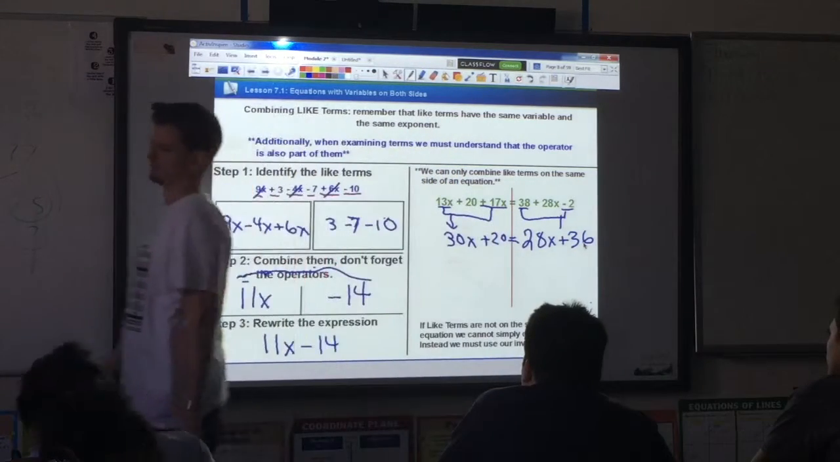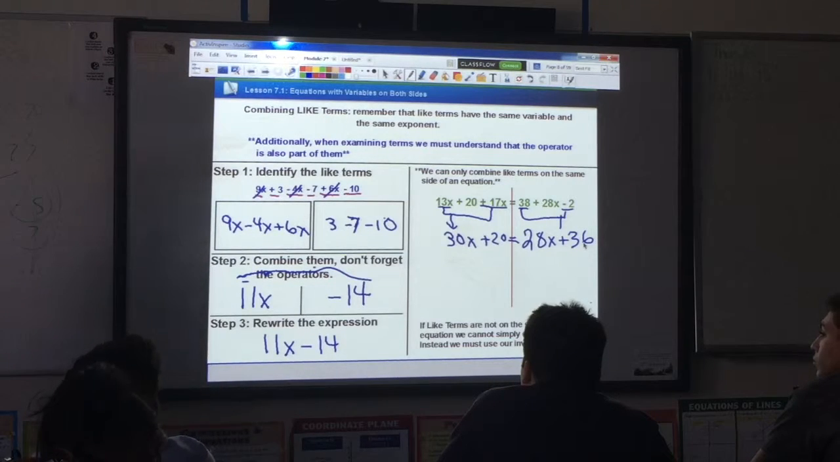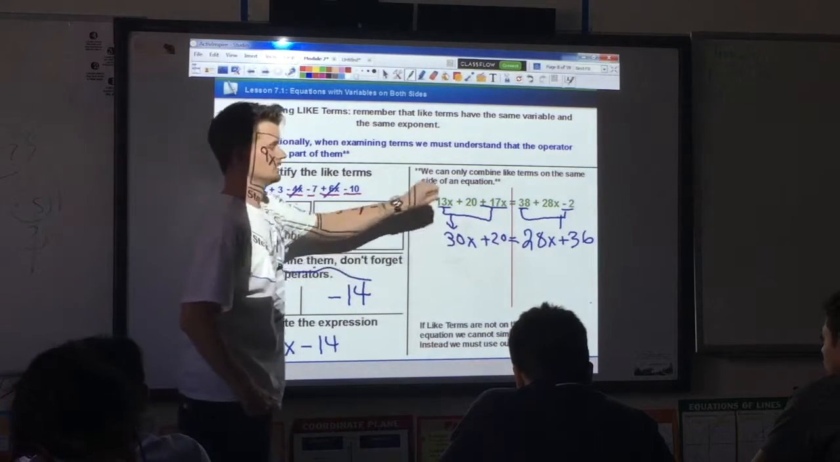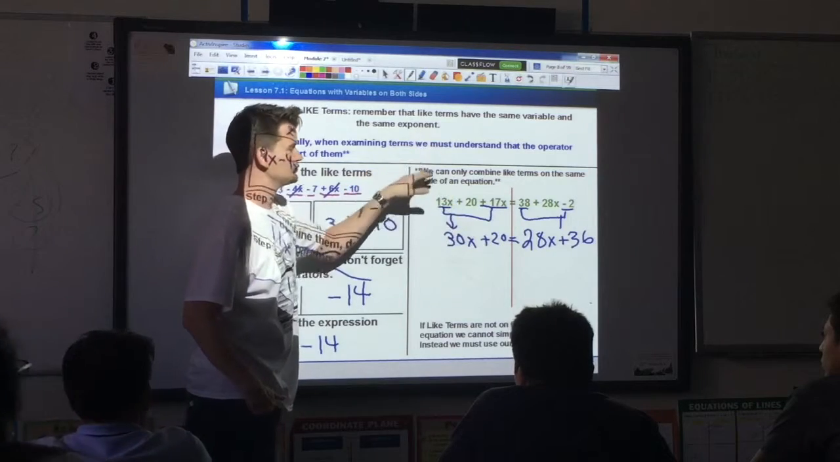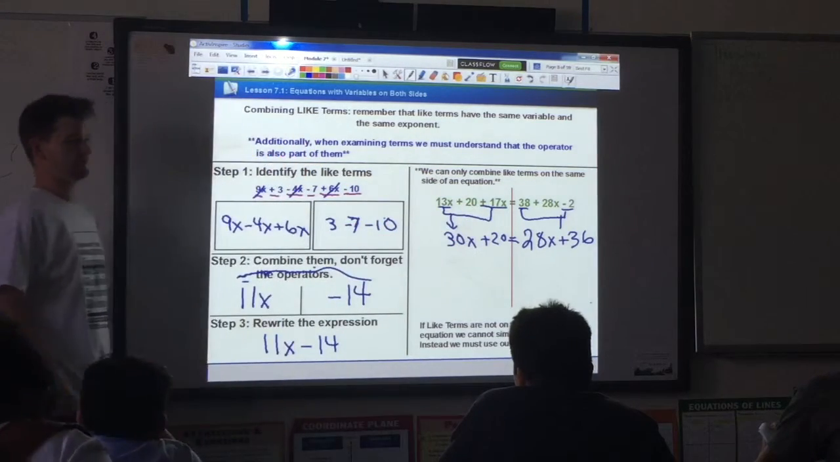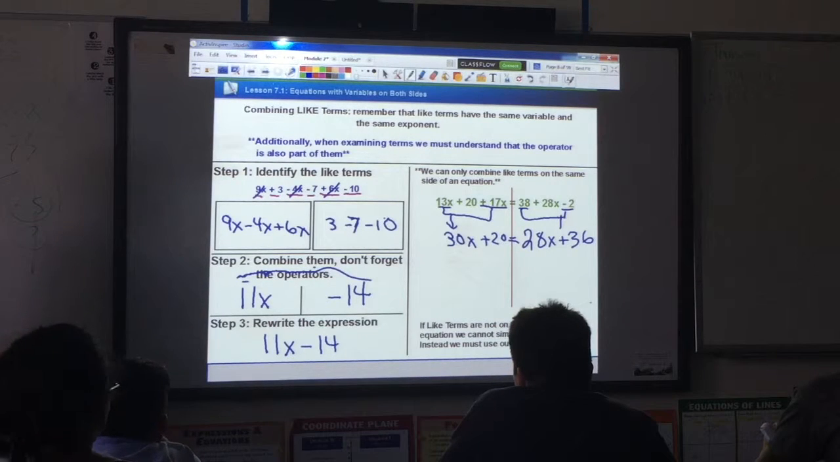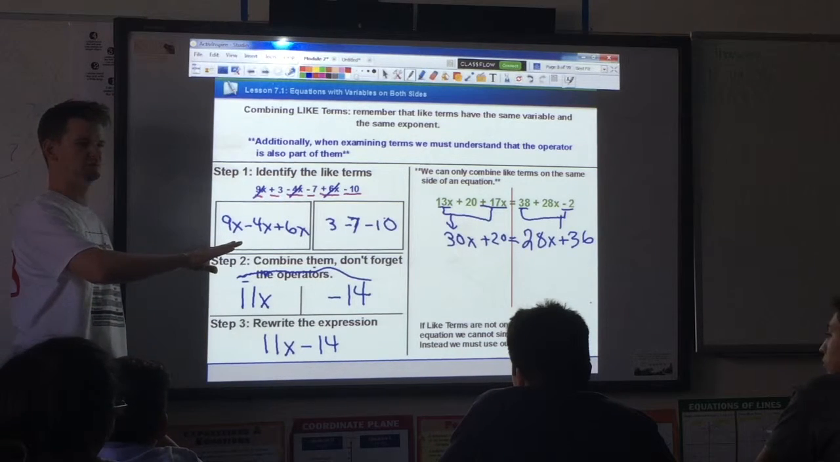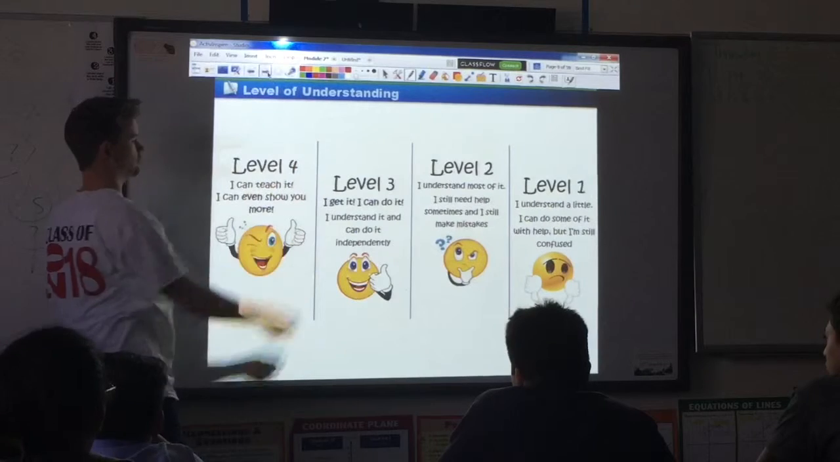I'm going to do that on the next slide. But I'm not going to solve this yet. All we were trying to do here was combine like terms. And when you see an equation that has like terms on either side that can be combined, that is your first step. Before you deal with addition or subtraction or anything else, you always must combine your like terms. Any questions on this? No? All right.